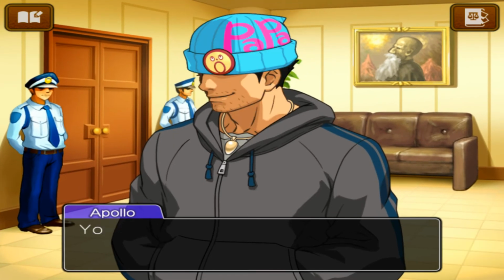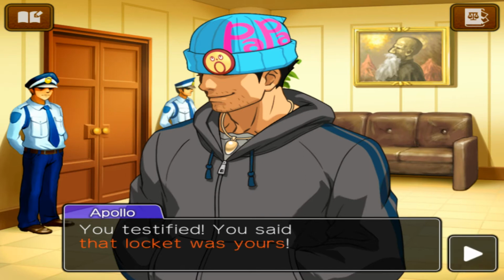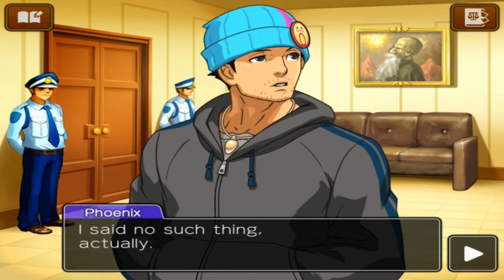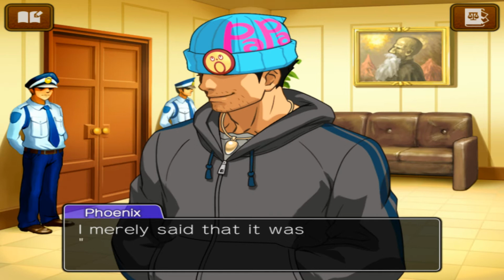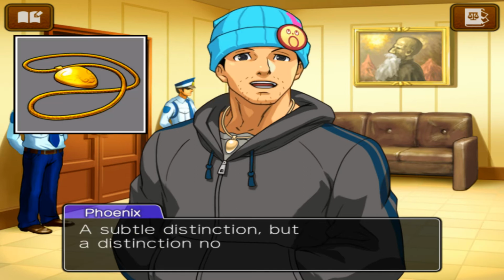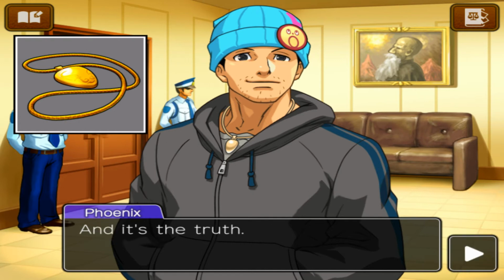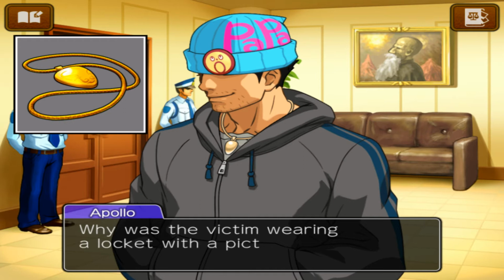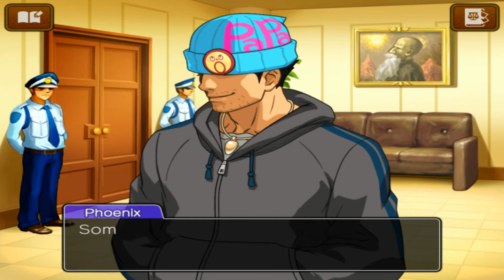Wait, but that's perjury. You testified. You said that locket was yours. I said no such thing, actually. Huh? I merely said that it was a locket with my daughter's picture inside. A subtle distinction, but a distinction nonetheless. And it's the truth. Wait, but then, why was the victim wearing a locket with a picture of your daughter inside it?